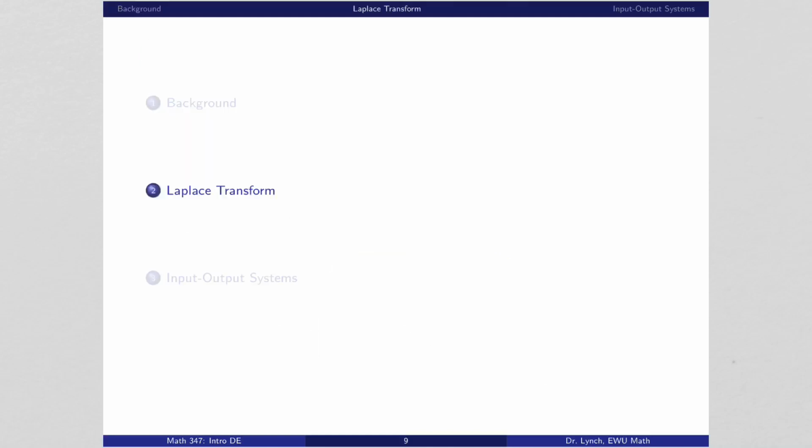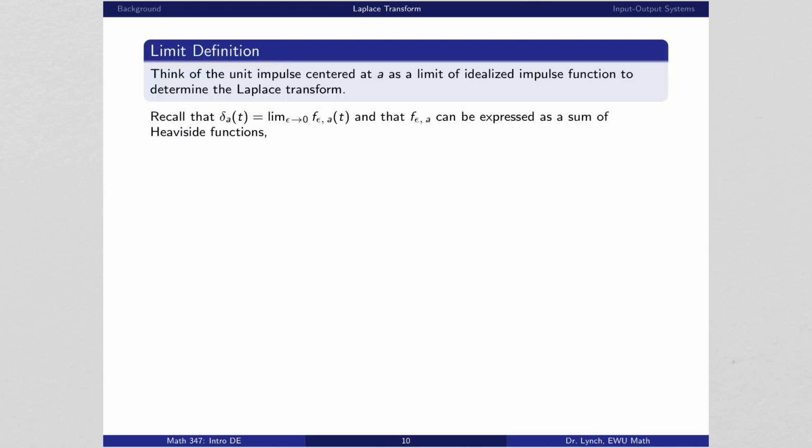Okay. So let's go ahead and talk about the Laplace transform of this delta function, and there are two ways we're going to look at it. The first way is to think of this unit impulse centered at a as a sum of Heaviside functions. After all, it's just a square wave centered at a that turns on and off here at a minus epsilon over 2 and a plus epsilon over 2.